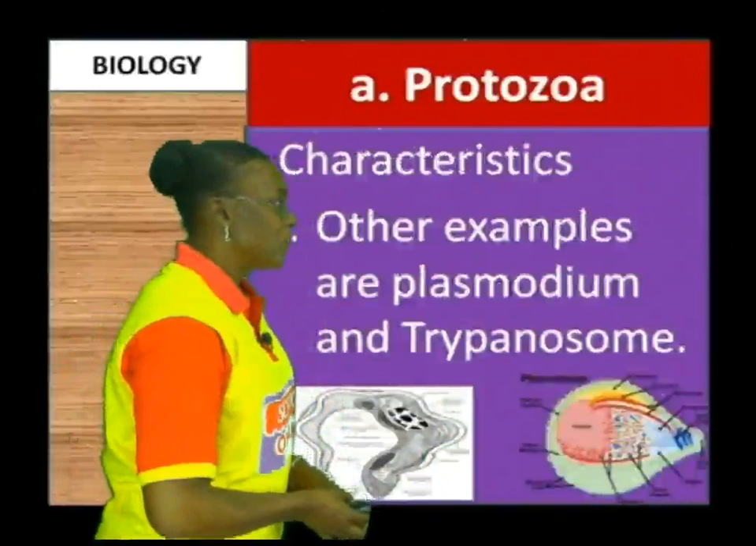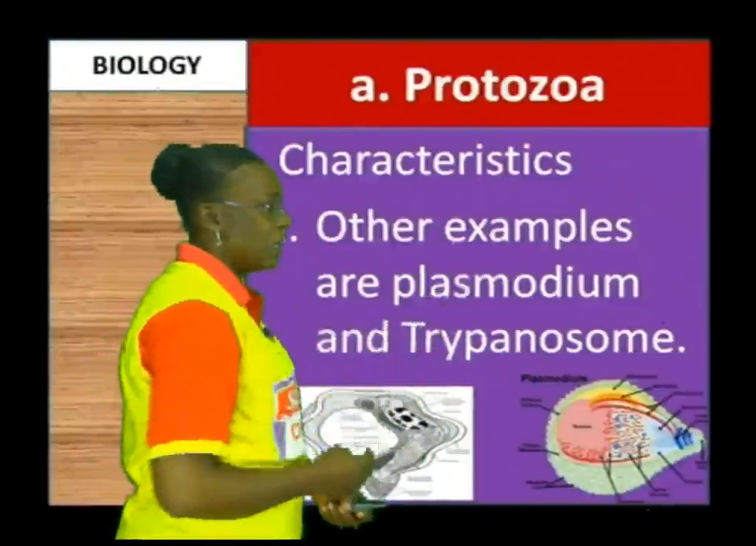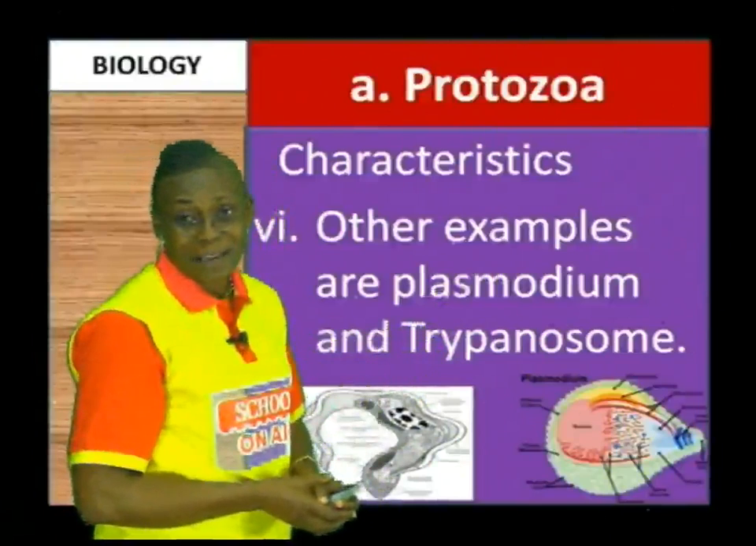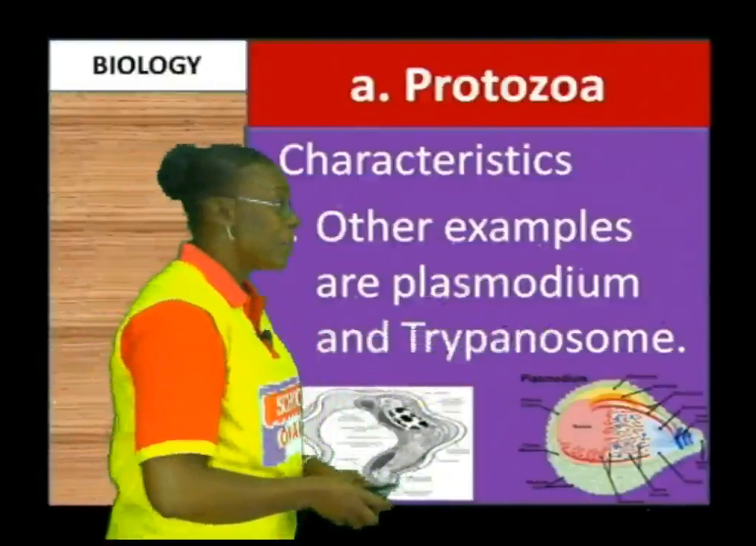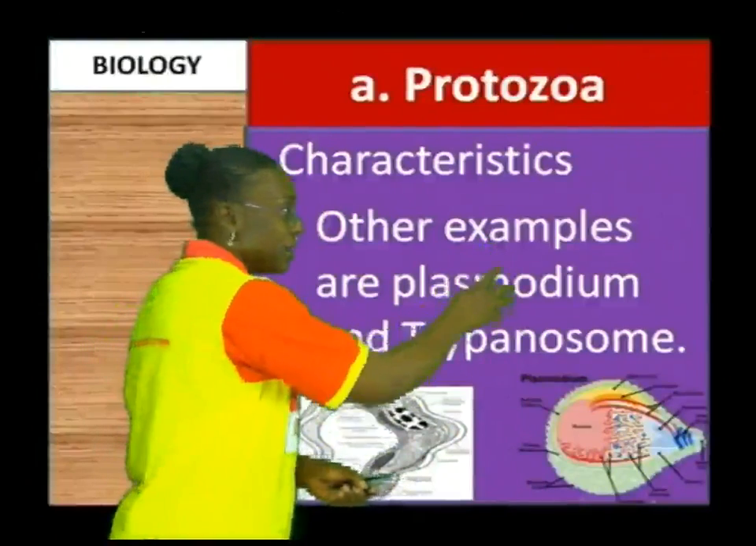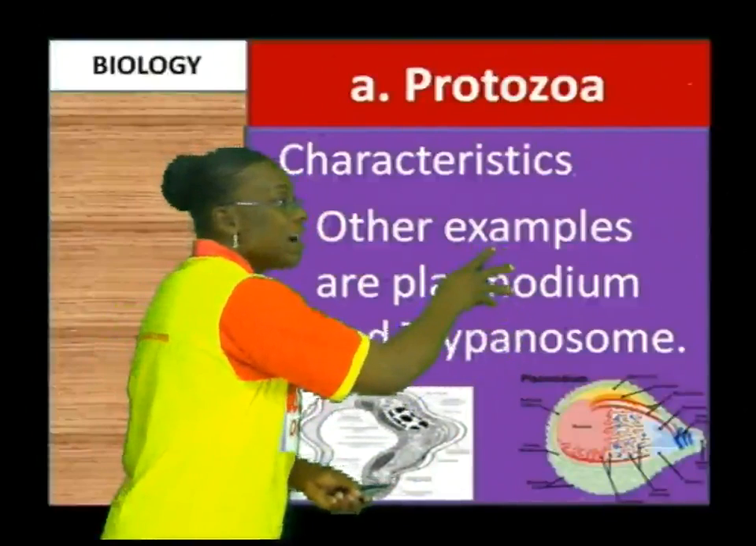Now, other examples of protozoa. We have the Plasmodium, the Plasmodium that causes malaria fever. And then you have the Trypanosome that causes a disease called trypanosomiasis. So all these ones are disease-causing organisms. These ones are not free-living. In other words, these ones are parasitic.